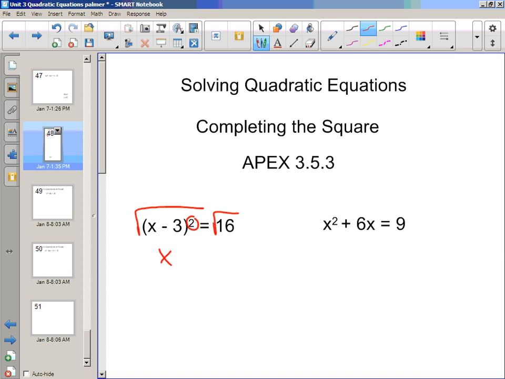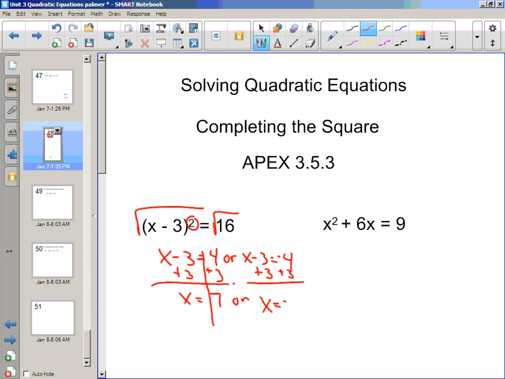So this would give us x minus 3 equals 4, or x minus 3 equals negative 4. And from there, we would solve each side of the equation, both equations. We'd add 3 here. So x equals 7. Or when we add 3 here, we get x equals negative 1. So our two solutions to that quadratic equation with perfect squares are x equals 7 or x equals negative 1.